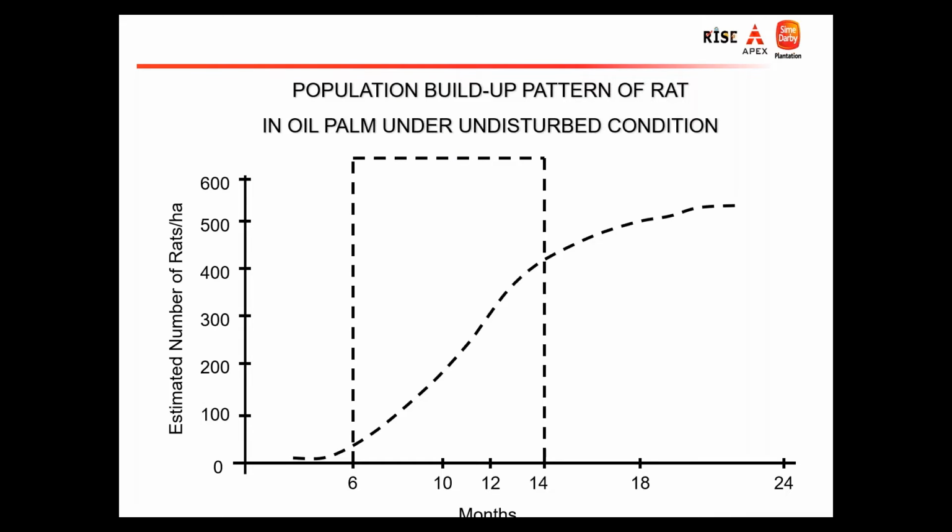Okay, so in those days, the ideal time to go in is at 6 months to do baiting. You're tackling a smaller population than if you go in at 12 months or 14 months, when you're tackling a higher rat population. So it is more problematic, and more baits will be required, and more rounds. Okay, next slide, please.